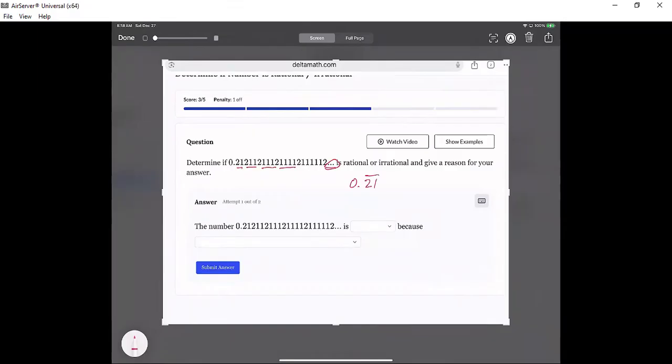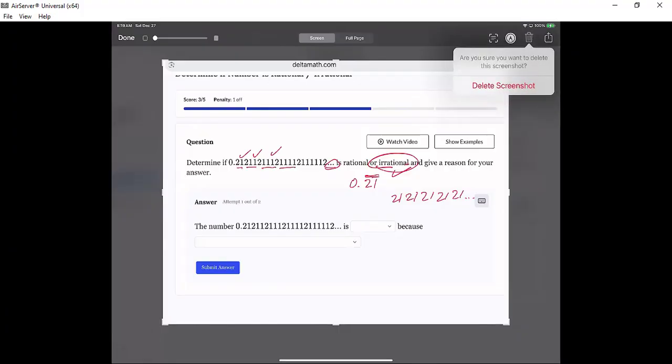and if I put a bar, this means that this is repeatable because this is 21, 21, 21, 21, 21, all the way out. But this one, there's no way for me to indicate this is a repeating pattern. I can't use a bar because each time the one is being incremented by 1. So this, even though it has a pattern, it's not considered a repeatable pattern. So this would be an irrational number.